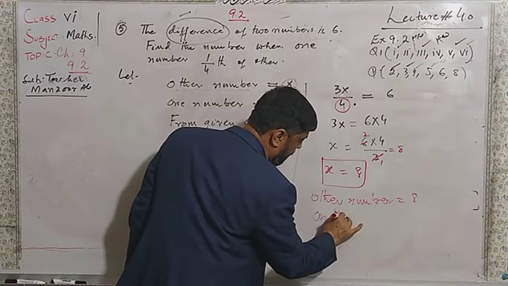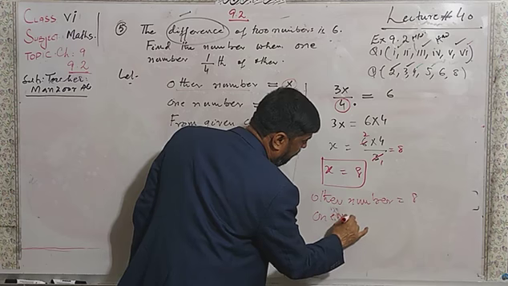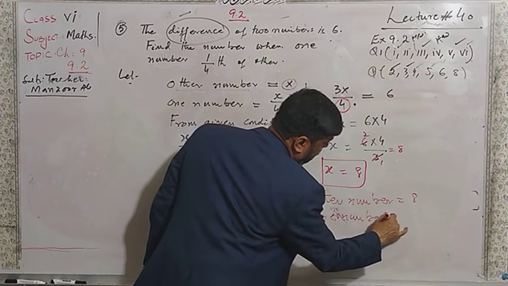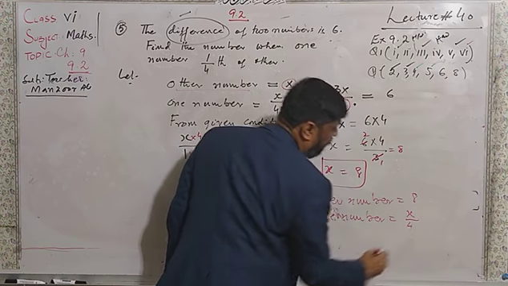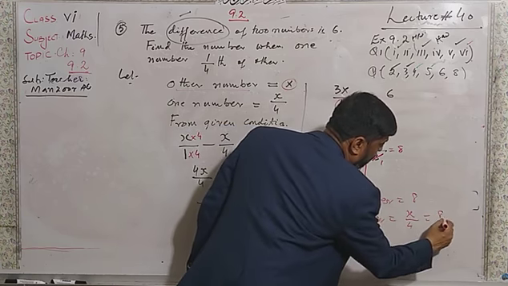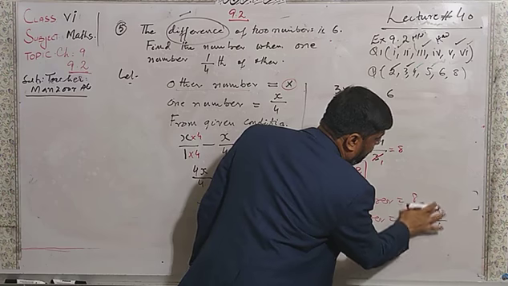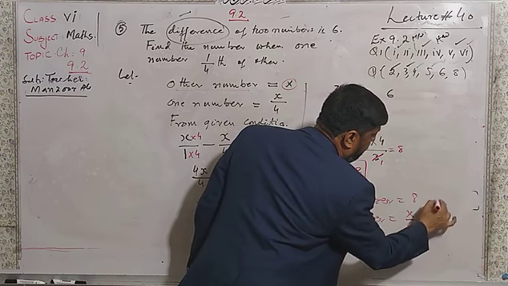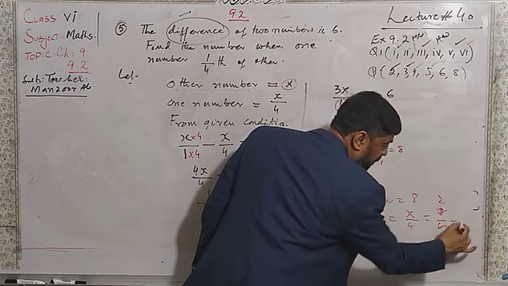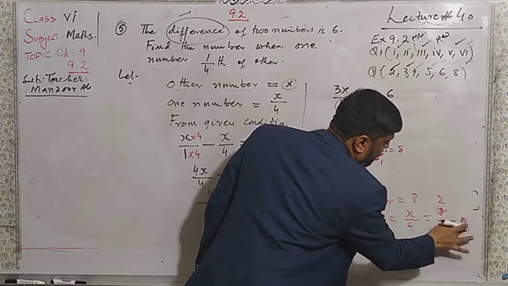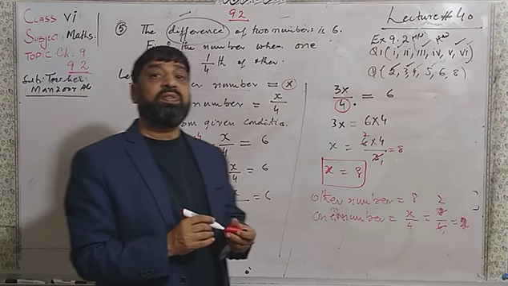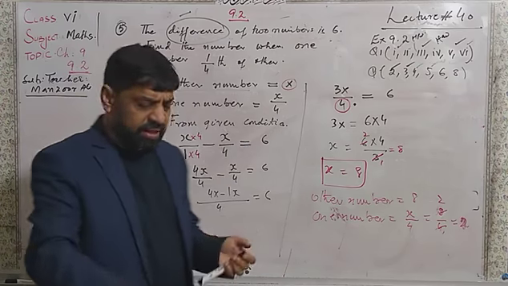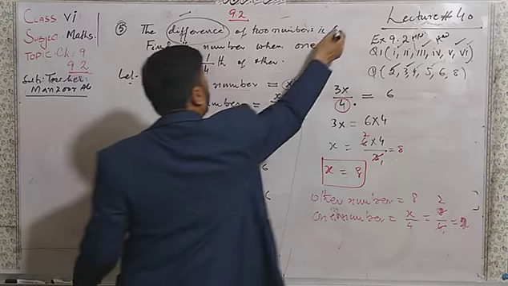One number is equal to x over 4. It means 8 over 4. Here 1 time, here 2 times. It is equal to 2. Dear students, now if you take the difference of 8 and 2, exactly you will get the answer 6.